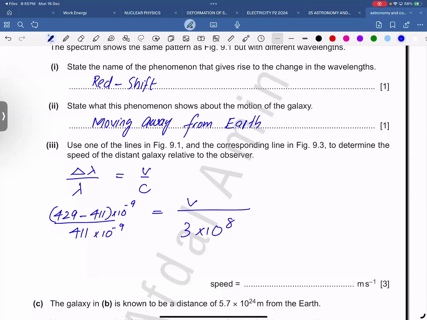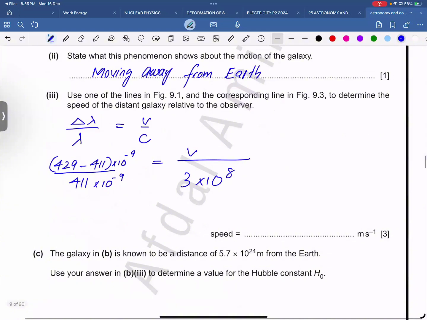So the difference in wavelength is up, down is the actual wavelength. You can use any, but corresponding ones. Multiply and solve. So 1.31 10 power 7.